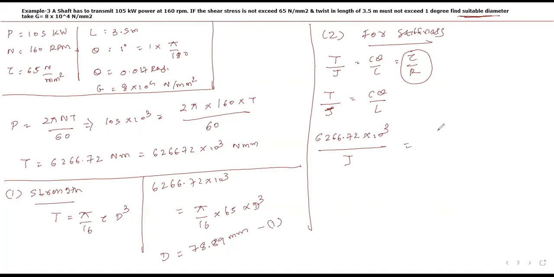C is given in data. Value of C is equal to 8 into 10 raised to 4. Theta is given as 1 degree, which we have converted into radian. Keep in mind, you need to consider the value in radian only for using the equation. Okay? 0.017 divided by length. Length is 3.5 meters, so we can say 3500 mm. Give me the value of J.